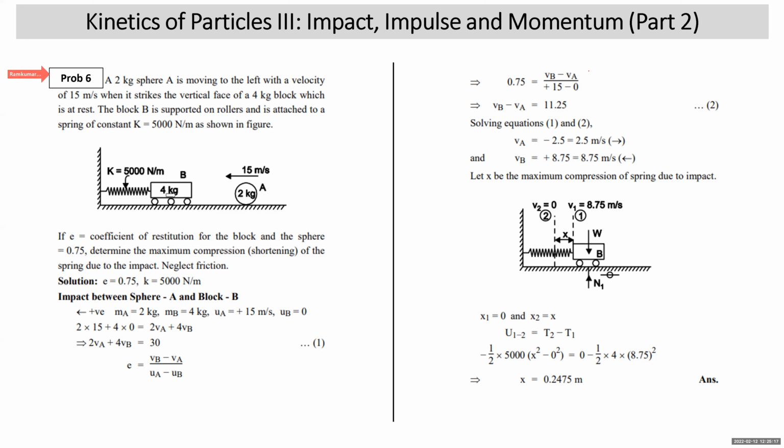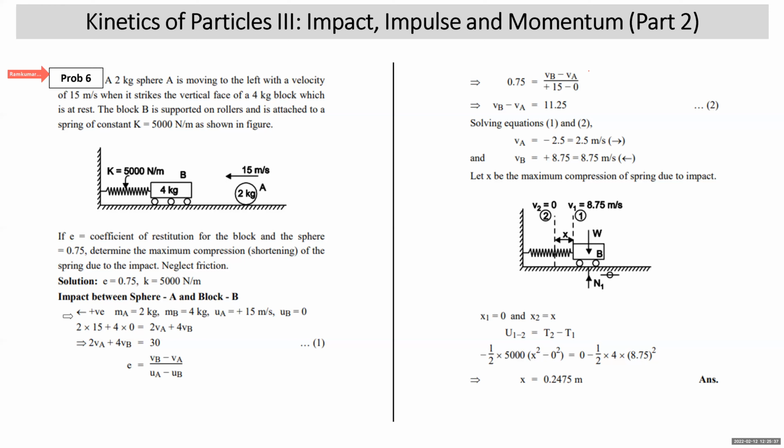Initially, block B is at rest. Its mass is 4 kg and it slides without friction. 2 kg sphere is traveling to the left and its velocity is 15 meter per second. So that is its velocity just before impact. So we'll consider first impact between A and B. This will be direct central impact.